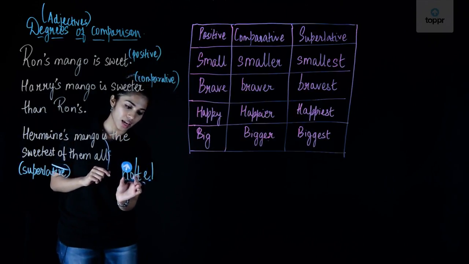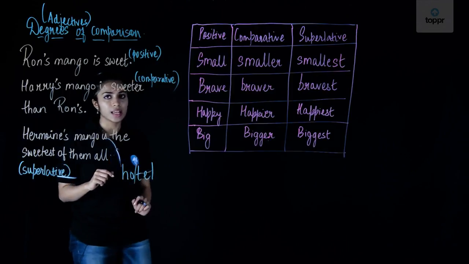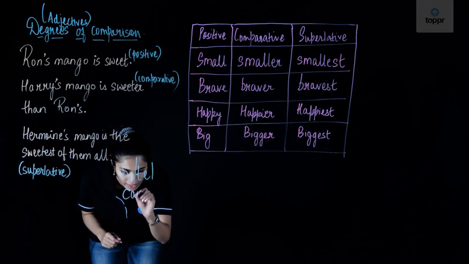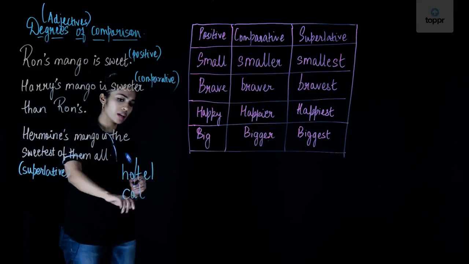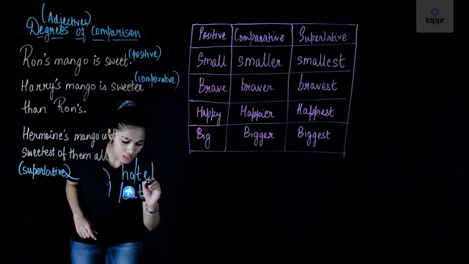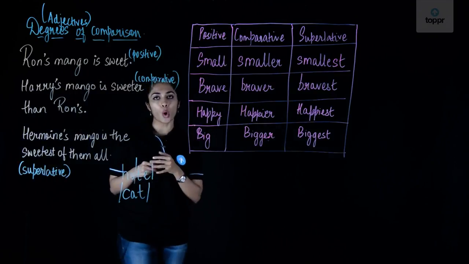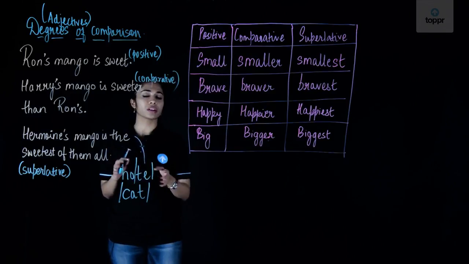The first syllable is ho and the next is tel. Let's look at another word. Let's look at the word cat. How many vowels? Yes, only one vowel, and therefore this is a one-syllable word. Alright, so let's move on with the formation of comparatives and superlatives.